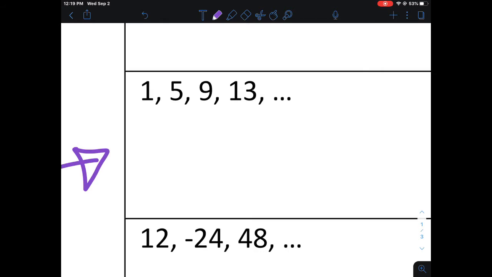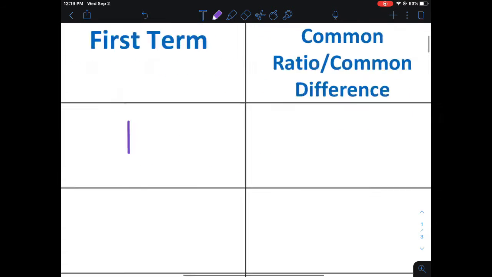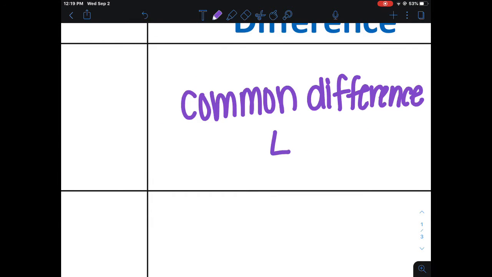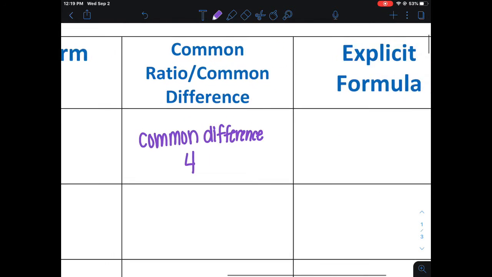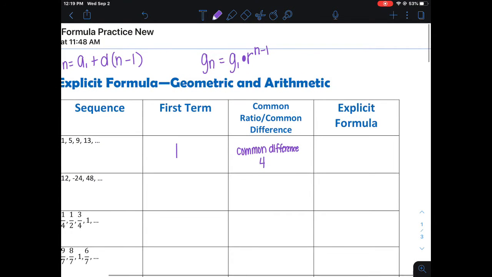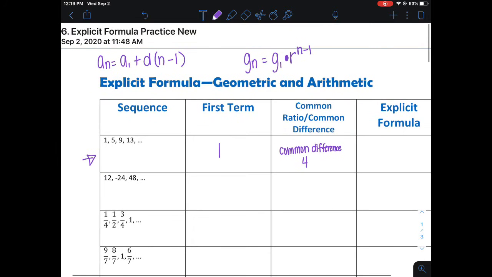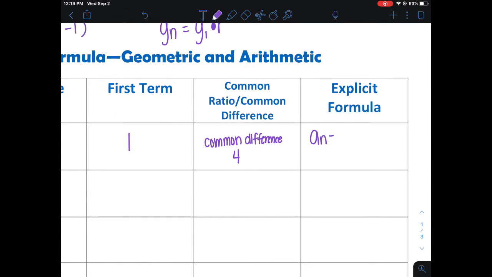Okay, what is my common ratio or common difference? How do I get from one number to the next? All right, well, let's first start with adding because that's the easiest. 1 to 5 is 4. 5 to 9 is also 4. 9 to 13, also 4. So it looks like I have a common difference, and that common difference is 4. Now let's write the explicit formula using that first term and the common difference. I have A sub n equals 1 plus 4 times n minus 1.